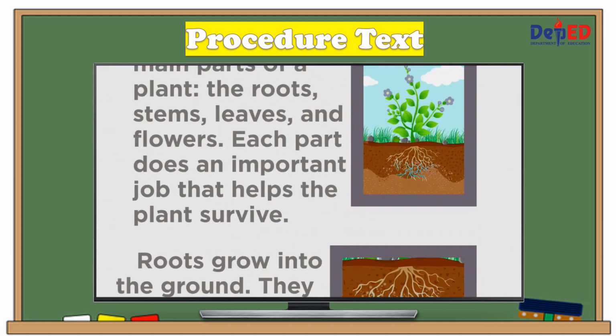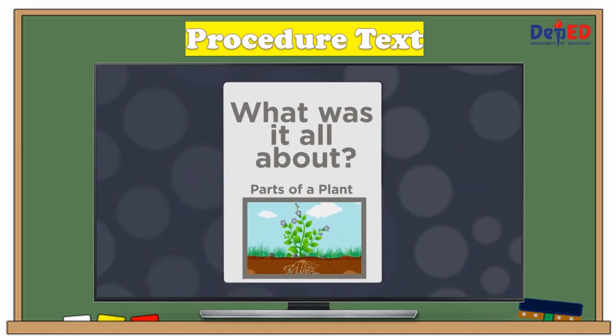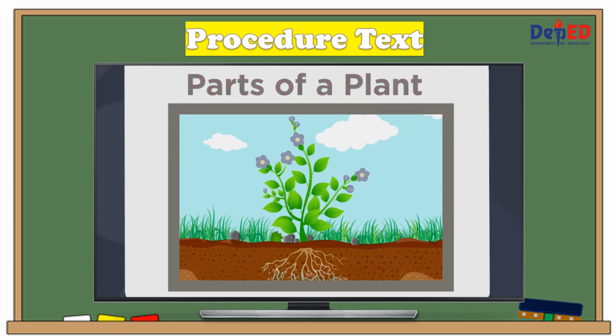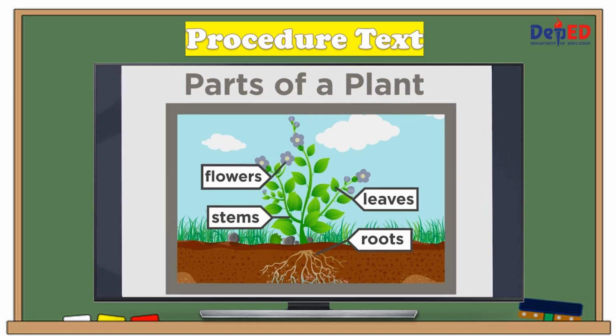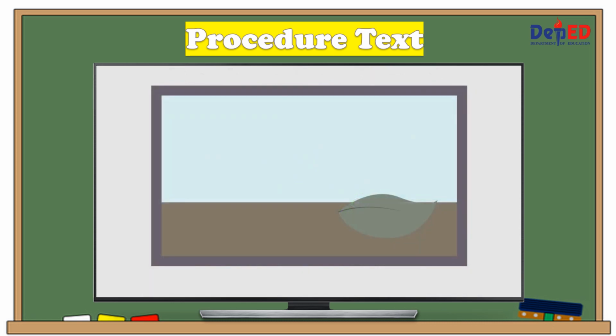Think about what you just read. What was it all about? The topic, or main idea, of this informational text is parts of a plant. Looking at the title is a good way to get a clue about the main idea. What are the 4 parts of a plant that were described in the text? The 4 parts are the roots, stems, leaves, and flowers. Do you remember that each part of a plant has an important job? What job do the leaves of a plant have? The leaves take in sunlight and air.